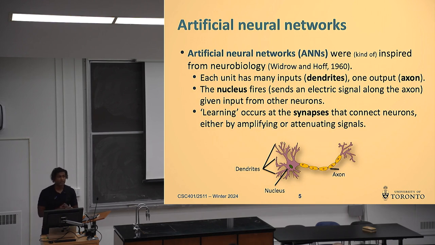So what are artificial neural networks? Essentially it's inspired by neurobiology. You can think of it as many inputs coming through the dendrites, and you have one output axon, and the nucleus fires or sends an electrical signal along the axon, given input from other neurons. Learning occurs in the synapses that connect the neurons, either by amplifying or attenuating the signals.